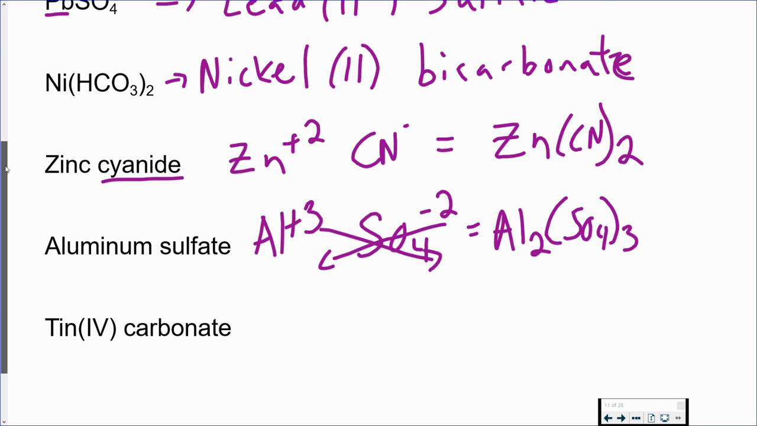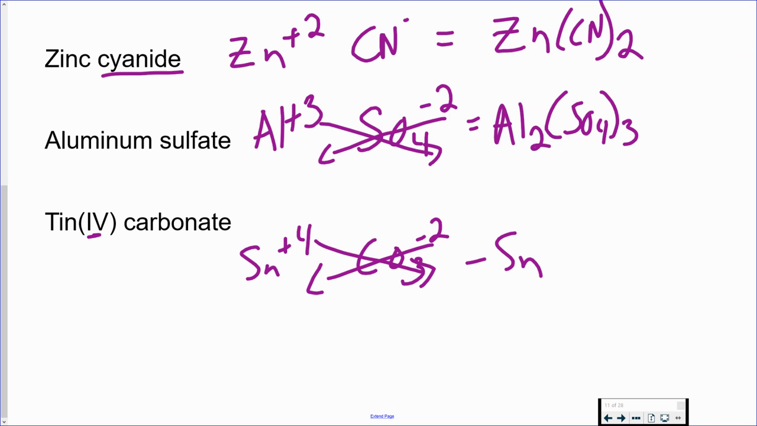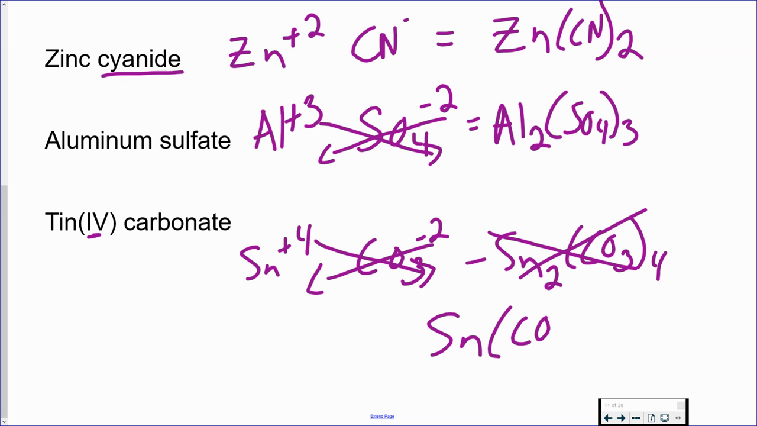And finally, we're going to do tin. Whatever this number is, carbonate. So tin, that number would be a +4. Carbonate is CO3 with a -2. You're going to crisscross them, giving you Sn2(CO3)4. Now you might notice that 2 and 4 are both divisible by 2, so that is not our final answer. We need to reduce them, giving us Sn(CO3)2.